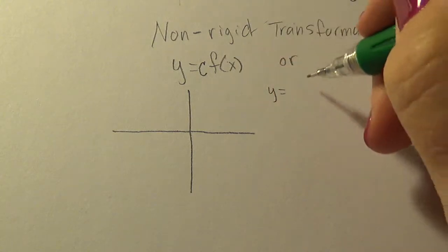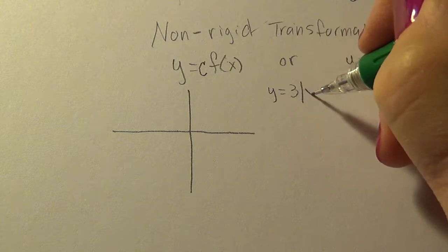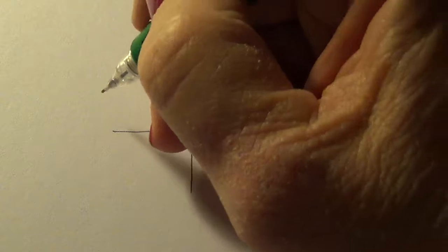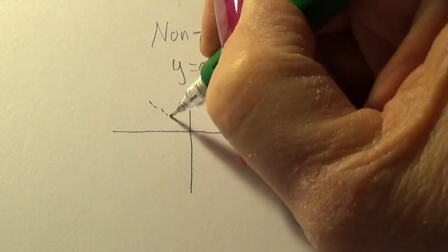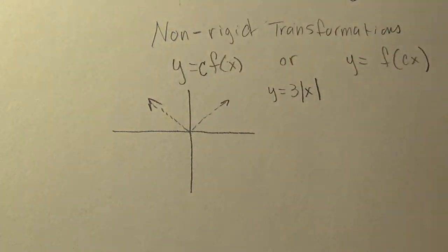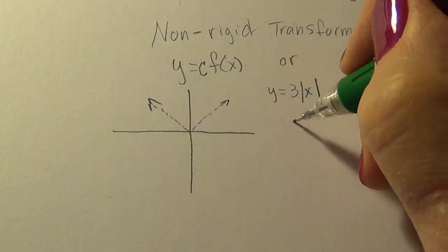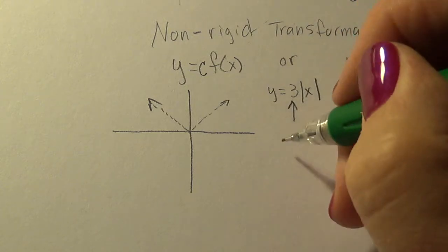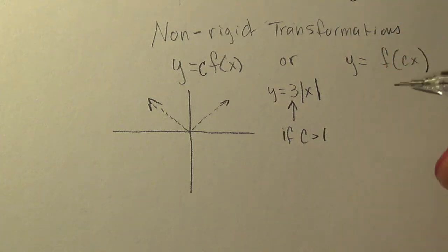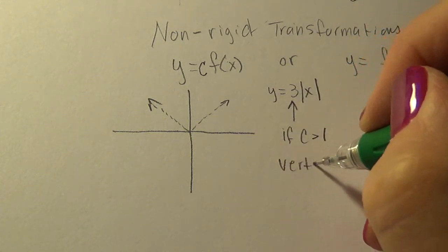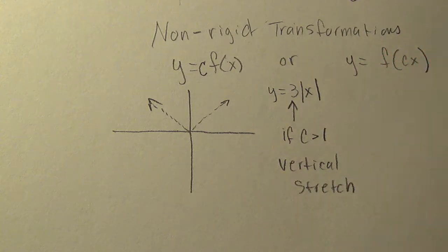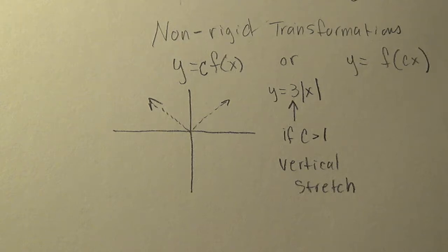Suppose we take one of these, say 3 times the absolute value of x. I want to know how that changes the original graph. Here is the original graph dotted in, and it turns out that when you have a value here, if that value, we'll call it c, is greater than 1, then it causes a vertical stretch. And a vertical stretch is like this.